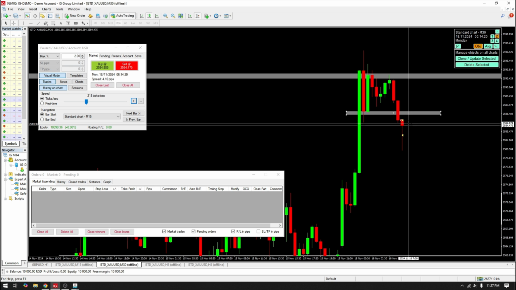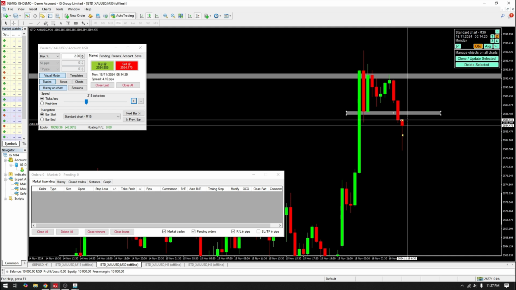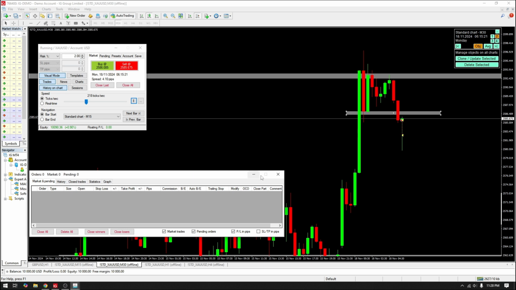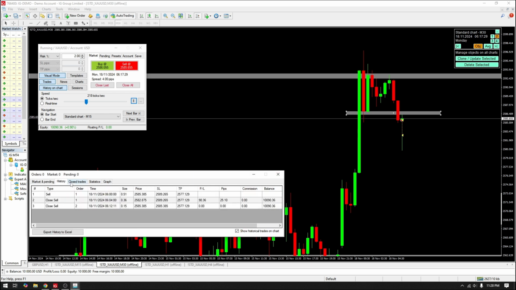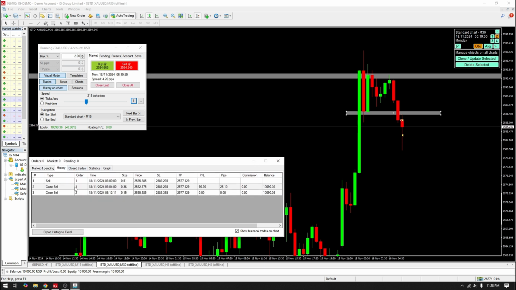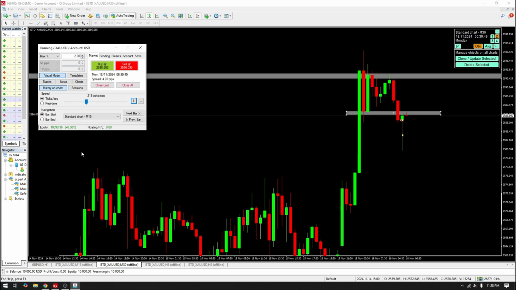Ideally, what I'd want to see in a trade like this, and how I would let a trade like this run, is if gold made the top wick, came up and hit this level, and then decided to start coming down, I'd be a lot more comfortable holding the trade. So if we look at closed trades, trading history, cool, 25 pips, we've made $90 in profit of 25 pips on our first trade.